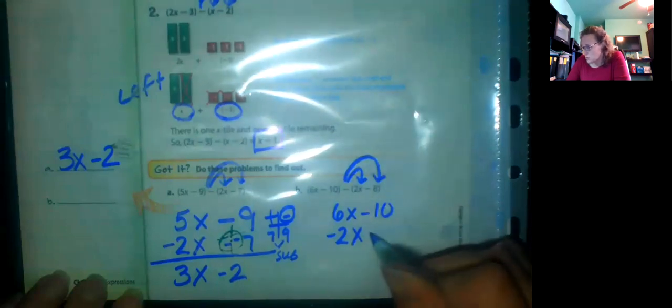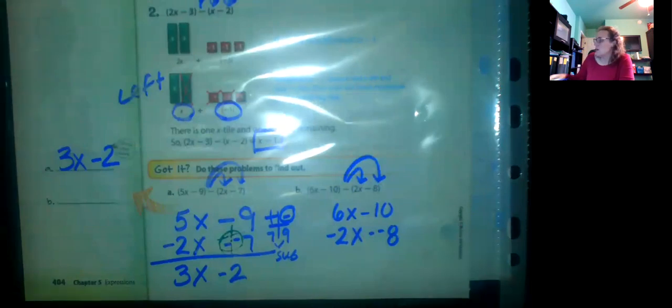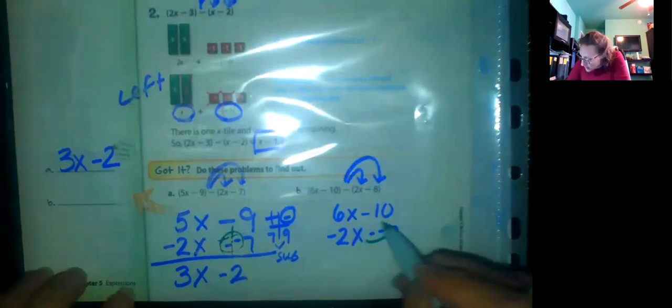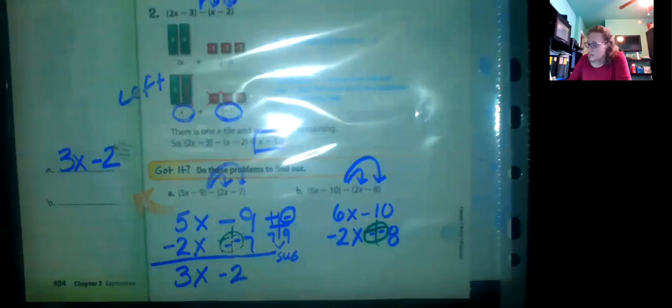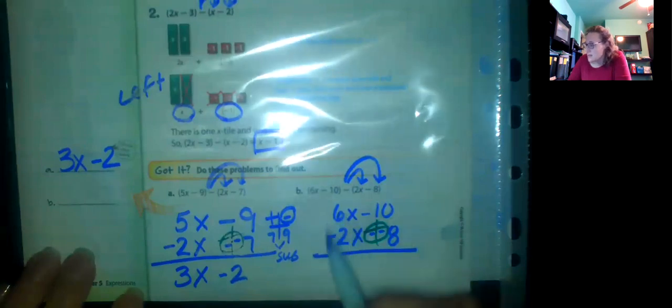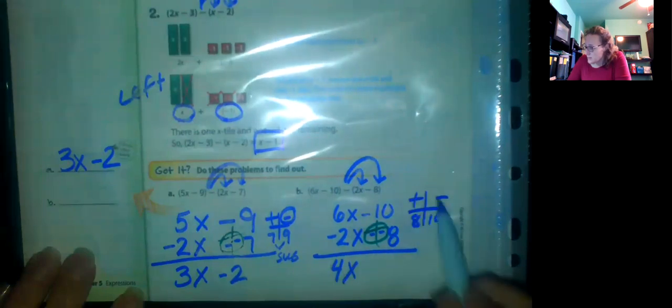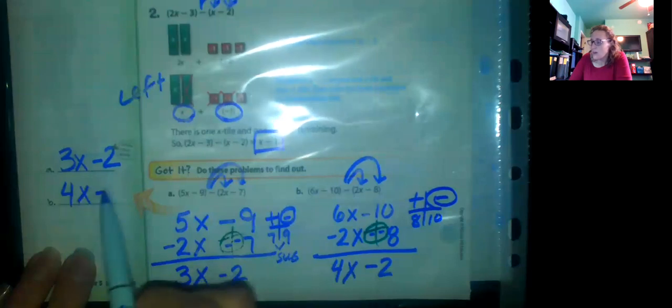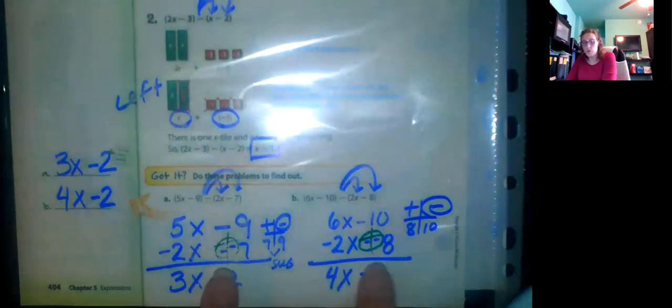So we're given 6x minus 10. And then we are told we're going to subtract 2x, and then we're going to subtract a negative 8. Okay, so remember, two negatives make a positive. So now, 6 take away 2, that's 4 x's. And a negative 10 and a positive 8 leaves us with a negative 2. So this is the part right here where we have to do a little bit of thinking when we're subtracting negatives, okay? But it's the same idea as the last lesson.